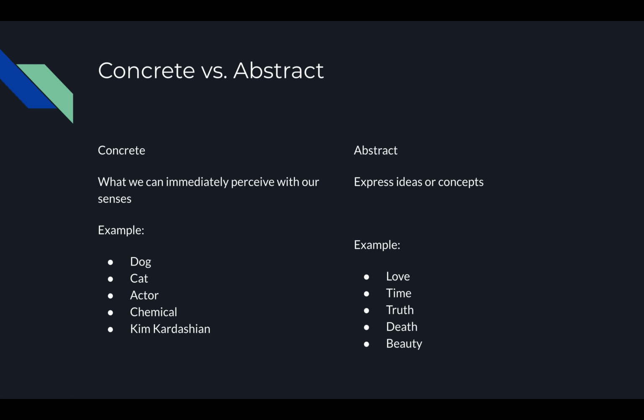When we're talking about diction and choosing our words, we have an option to choose concrete words, what we can immediately perceive with our senses, or abstract words. Those are ideas or concepts. And you can see some examples there of concrete things versus abstract concepts. You will this week be doing a poem focusing on abstract concepts. So if you need some more explanation of this, refer back to your textbook.